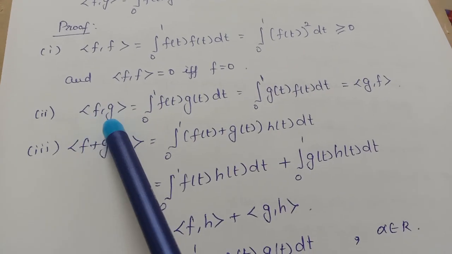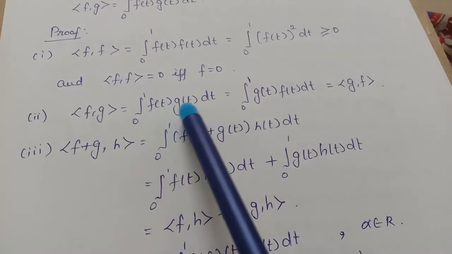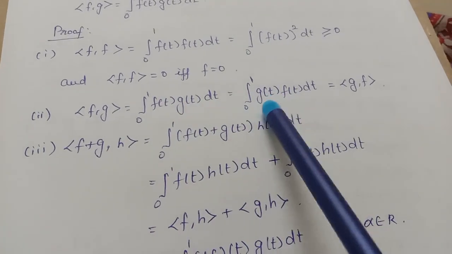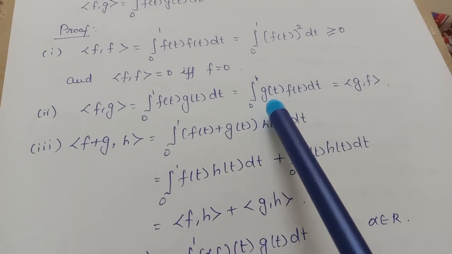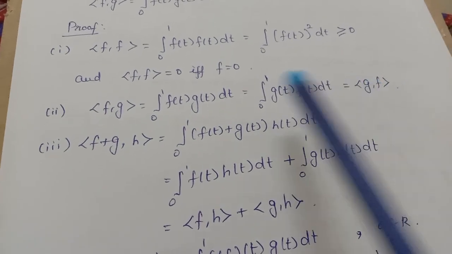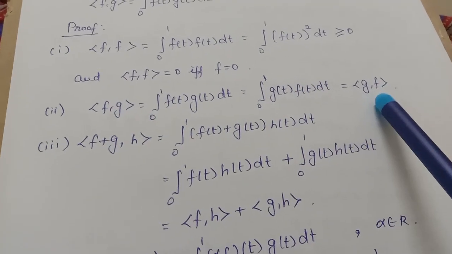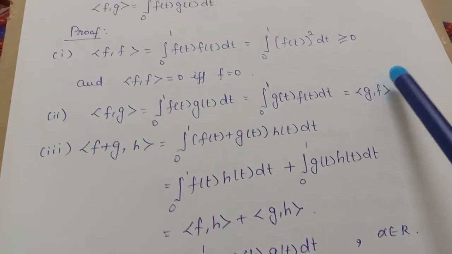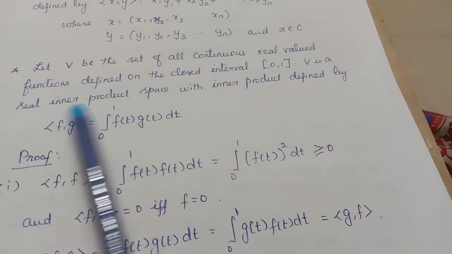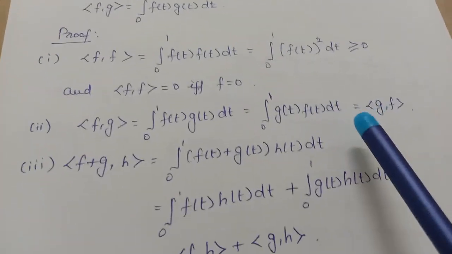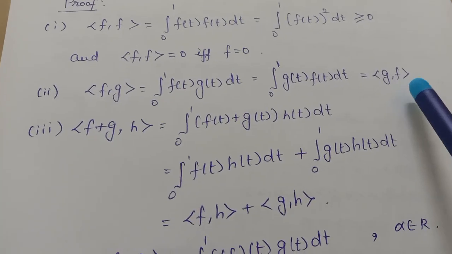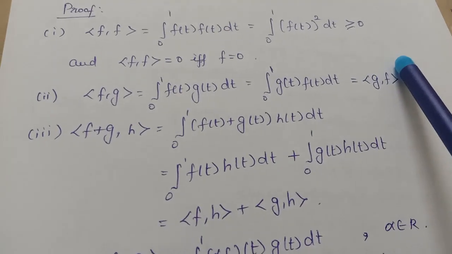Next, consider the inner product of f, g equal to the integral from 0 to 1 of f(t) into g(t) dt. Again, f and g are continuous functions, so we can interchange f and g. So it is g(t) into f(t) dt. This is nothing but the inner product of g, f. So the inner product of f, g equals the inner product of g, f. Here the conjugate is not required because they have given real valued functions. It is a real inner product space, so everything is a real number, which means the inner product of f, g is equal to the inner product of g, f.